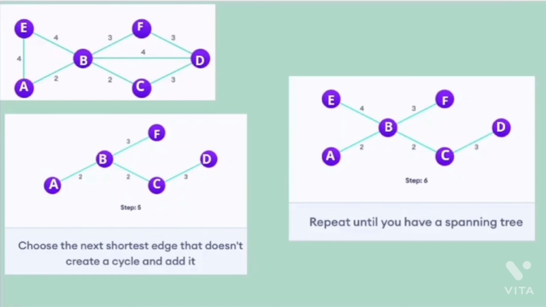Now we have the shortest edges as AE, BE and BD. But we are not going to take BD because again it will create a cycle, and therefore we have to reject BD. So now we have AE and BE as options, so we are choosing BE. This is step number 6, and this is how our spanning tree is completed.